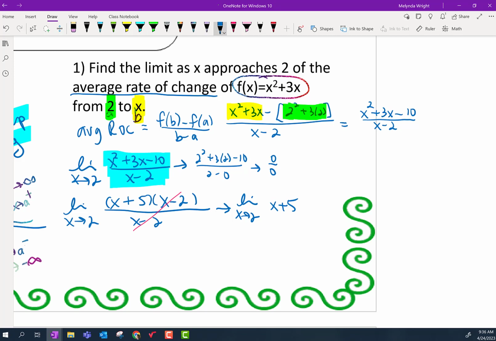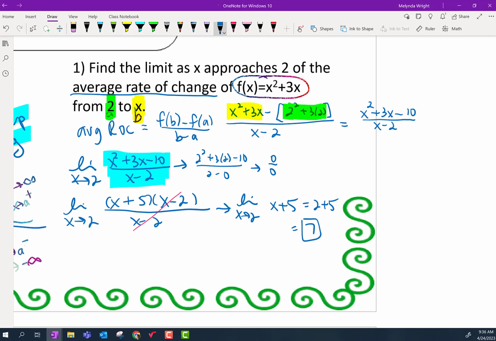Okay, so now we go back to step 1 where we plug the 2 in. That's what we do. We plug the 2 in, and we get 2 plus 5, or 7. So this time, 0 over 0 was 7. So you can't really predict what it's going to be.